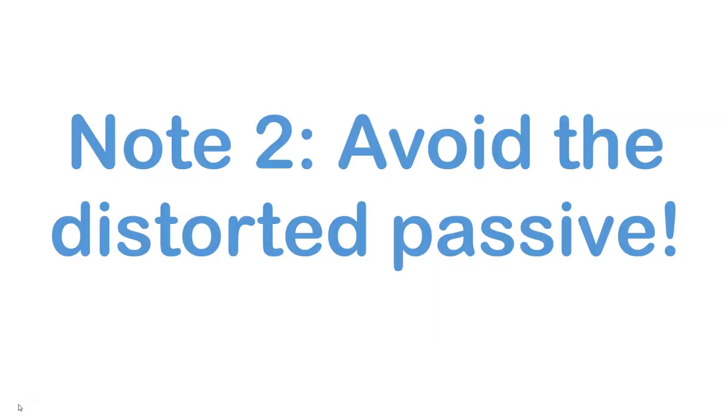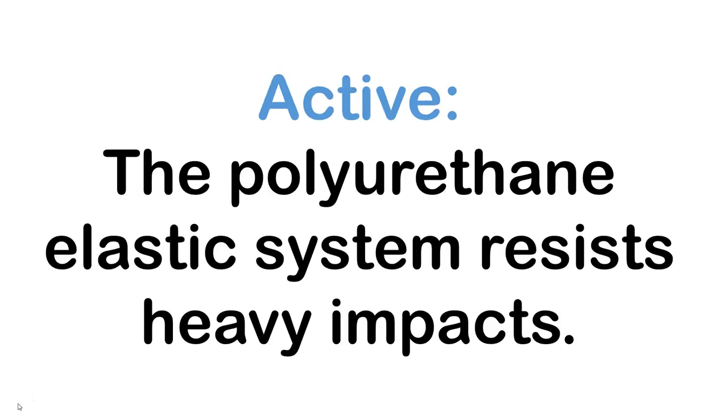Now, a second note is, if you are using the passive, make sure you avoid the distorted passive. Now, a distorted passive is essentially just a passive sentence with an unnecessary nominalization in it that I talked about earlier. So let's have a look at some examples here. So an active sentence: the polyurethane elastic system resists heavy impacts. There we have an active sentence.